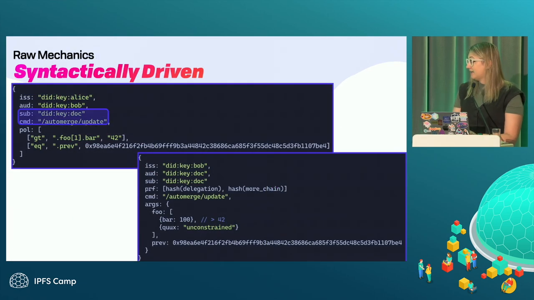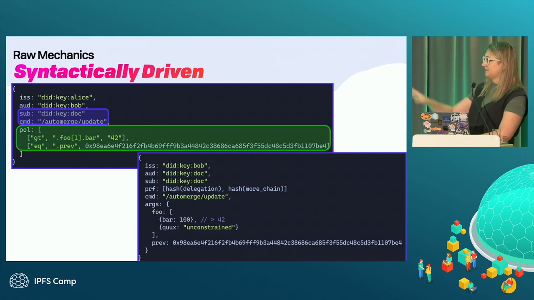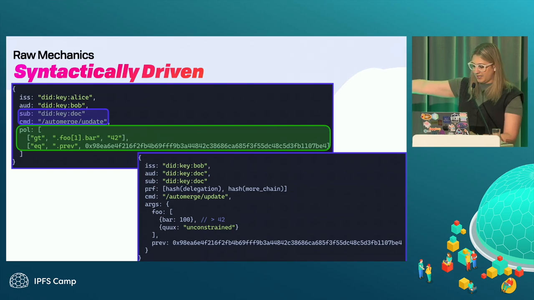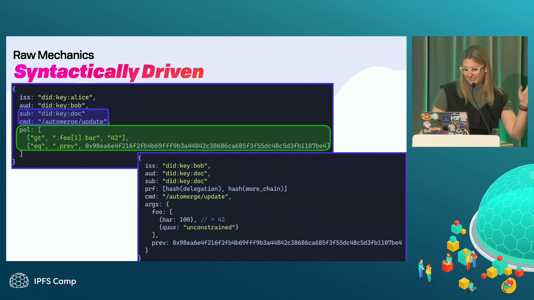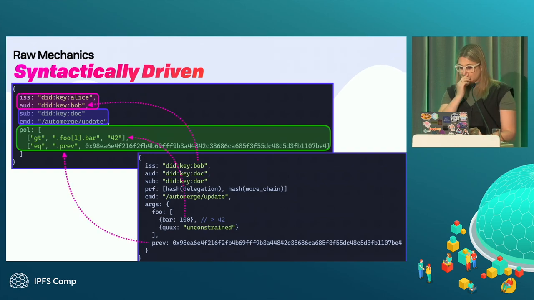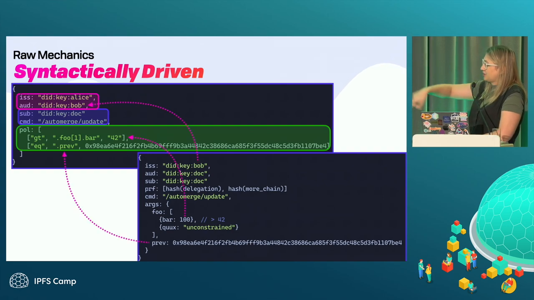So here's my delegation, right? And it says, you know, my sub and command and the policy there. And my invocation is here in the bottom right. And I just check that all of these things match and that my foo.bar is greater than 42. It's 100. That succeeds. And the previous link has to be equal to this hash. We don't know anything about hash linking. We've just described, using very basic operators, syntactically how this has to work.